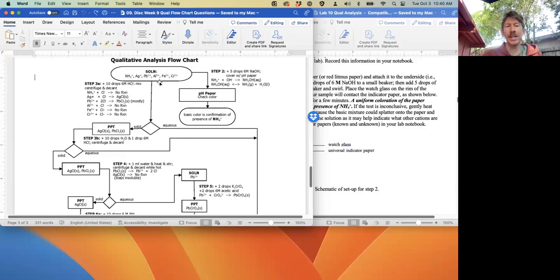And you'll do qualitative analysis to both of them. The known, which has all of them, will always show a positive test for all the cations, so you know what it looks like. And the unknown will show a positive test for some of them, but not others. Now, what you're going to do is the circle here represents what you're starting with.